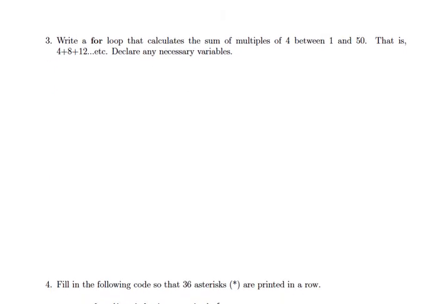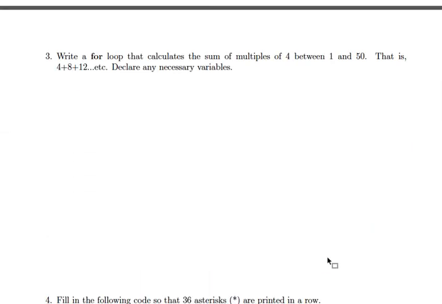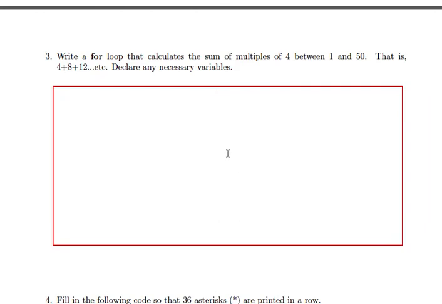Part 3, write a for loop that calculates the sum of multiples of 4 between 1 and 50. Okay, this is the same. Sum of multiples of 4. Yeah, okay, so same thing I just did, but with a for loop this time. This is a bit easier, actually. I still need a variable for the sum. I could actually still declare the same variable as I did before, but because I'm using a for loop, usually I use i or some kind of short letter to do that, and I usually declare it inside the for loop, so it's local to the for loop.